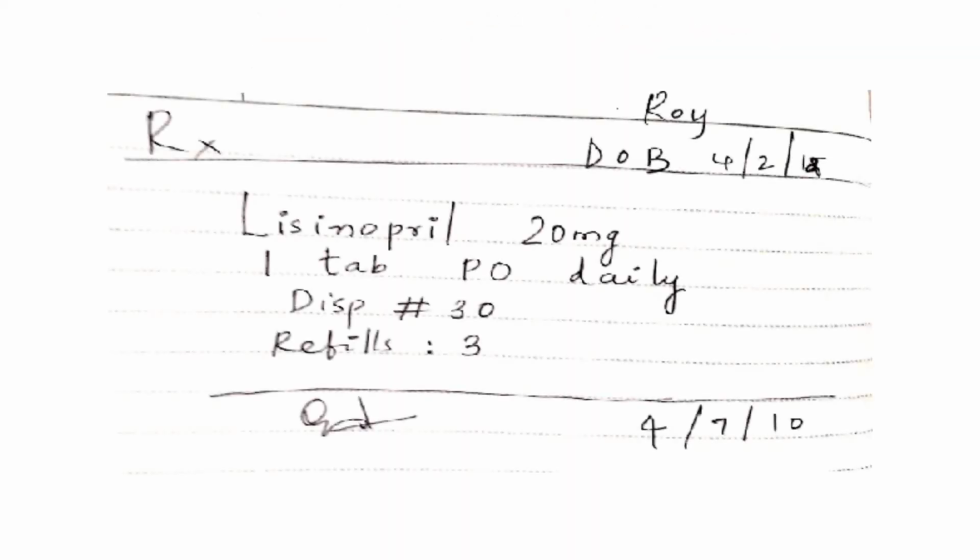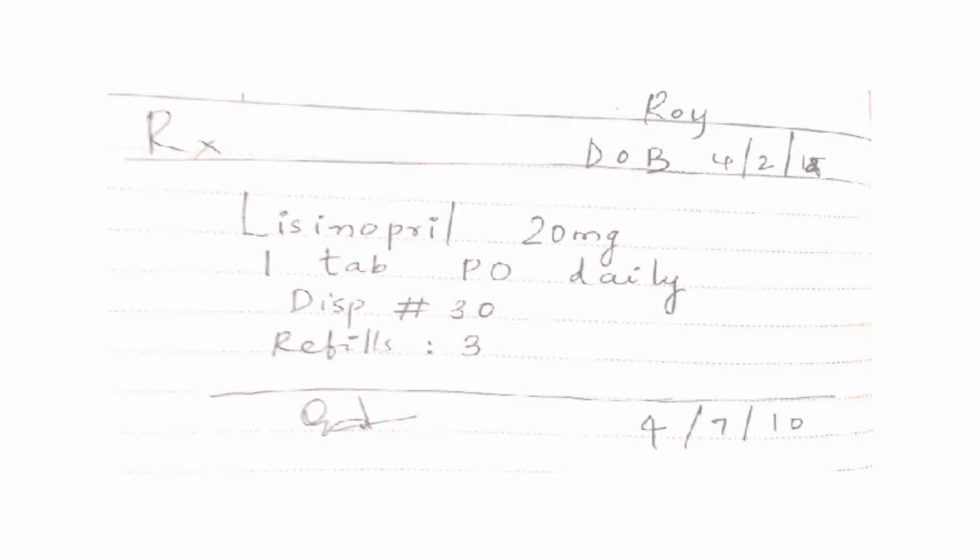Let's take a look at another simple prescription. Here again, the patient information comes first, then the medication, lisinopril, 20 mg dose. Lisinopril is used to treat high blood pressure and also heart attacks and many others. So 1 tablet PO daily means the patient has to take 1 tablet by mouth daily, and dispense 30 for 30 days. Refills 3 times.